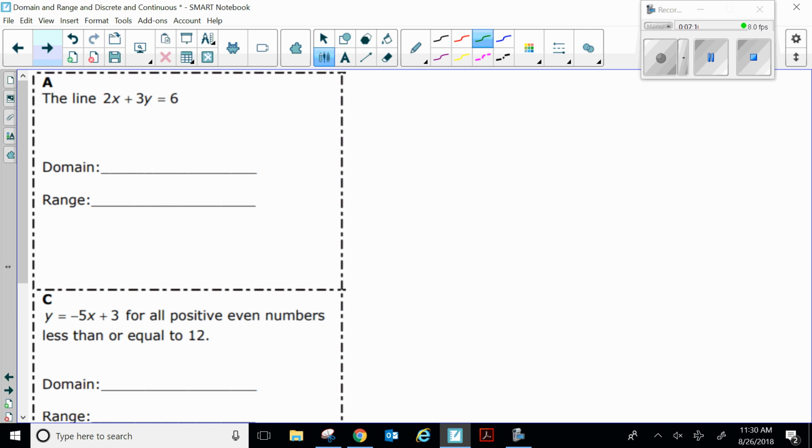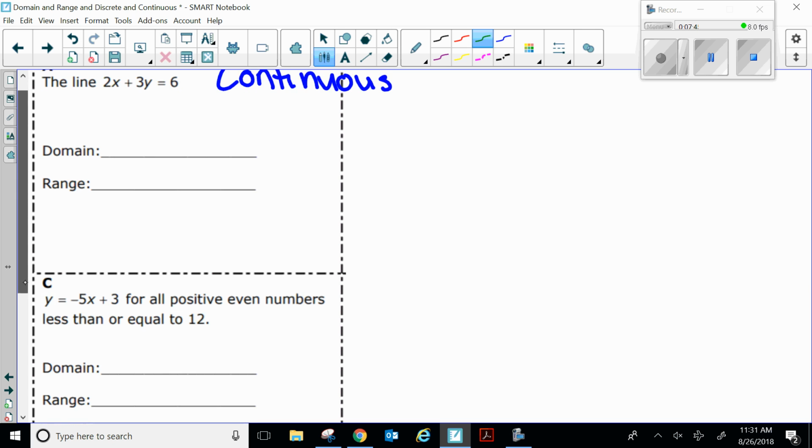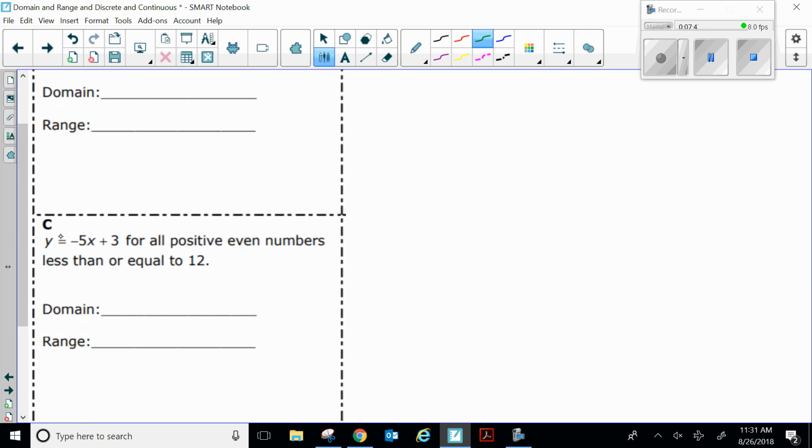Okay, let's look at our last two examples. So we are just given an equation of a line. It says the line 2x plus 3y equals 6. So it's clearly just telling me that this is a line. It tells me nothing about specific values or anything like this. But this would actually be considered a continuous relationship. This one actually has no clear beginning or end, and it also has given us no specific values.